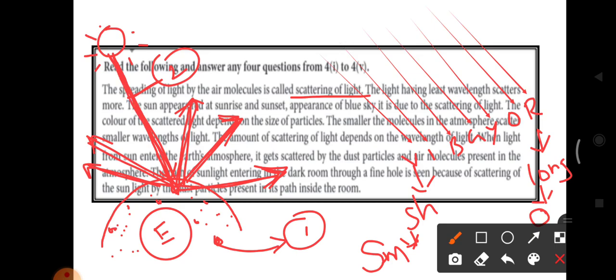Here the sunlight is made up of 7 colors, that means violet, indigo, blue, green, yellow, orange, red. Here the red has the longest wavelength, violet has the shortest wavelength. The smaller particle always scatters the shortest wavelength. The large particle always scatters the longer wavelength. Due to that, we can see the sky appears blue color, and during the sunrise and sunset the sun appears reddish because of this scattering of light.